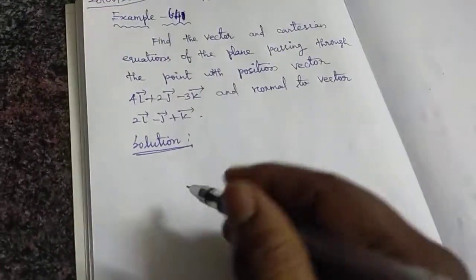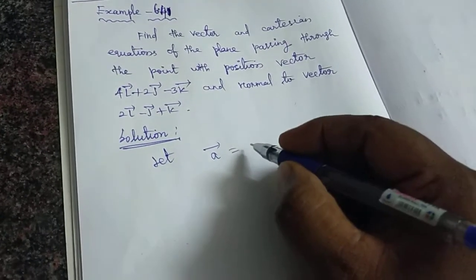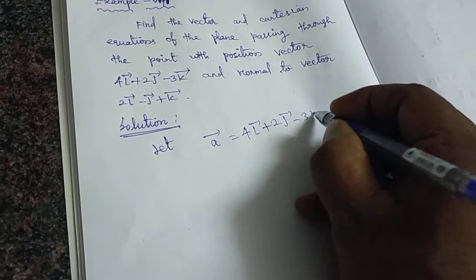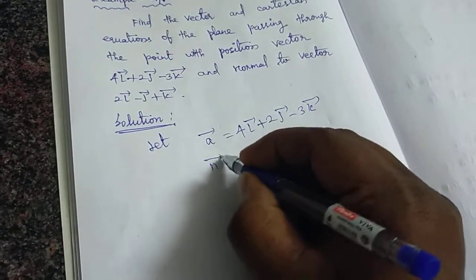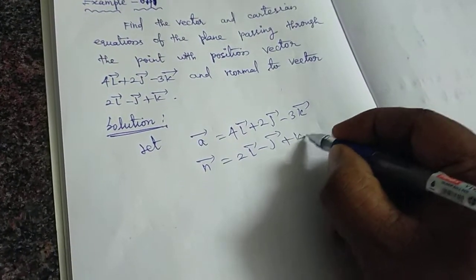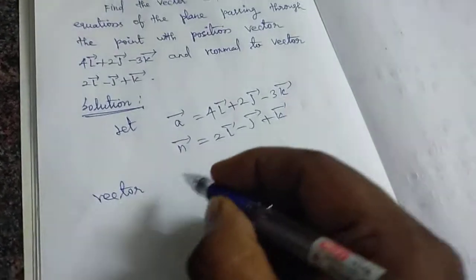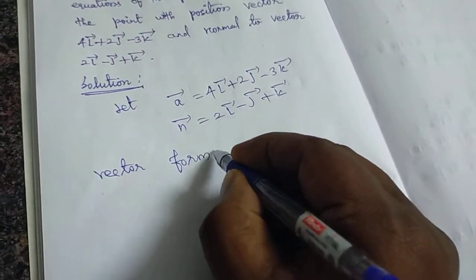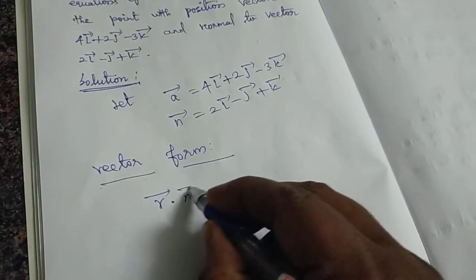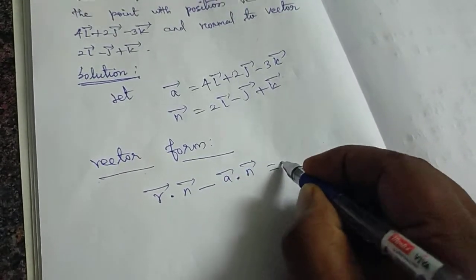So let me see. First one, just take a vector as the point, 4i vector plus 2j vector minus 3k vector. Normal vector n vector, 2i vector minus j vector plus k vector. Vector form. What is the formula? R vector dot n vector minus a vector dot n vector equal to 0.